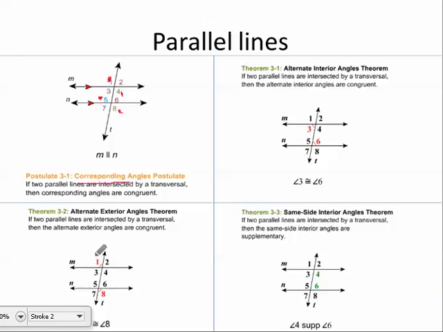We had alternate exterior angles. Those are outside of the parallel lines and in opposite corners of each other, right? Those angles will be congruent to each other. Alternate interior angles. Those are inside of the parallel lines and in opposite corners. Those will be congruent to each other. Same side interior angles. Those are on the same side of the diagonal, inside of the parallel lines, and these two are supplementary. That means they add to 180.